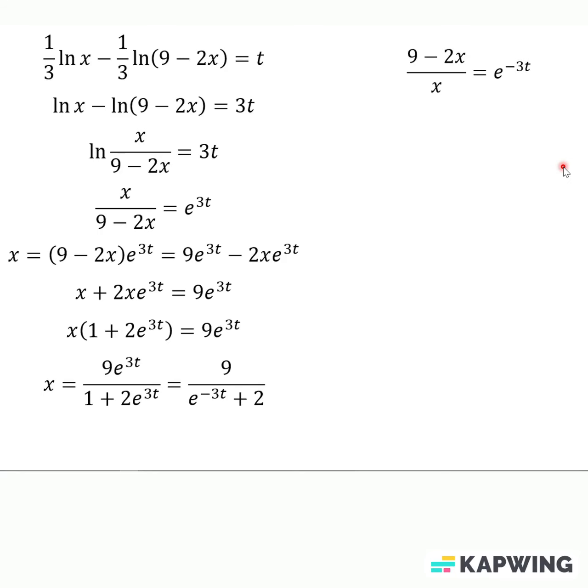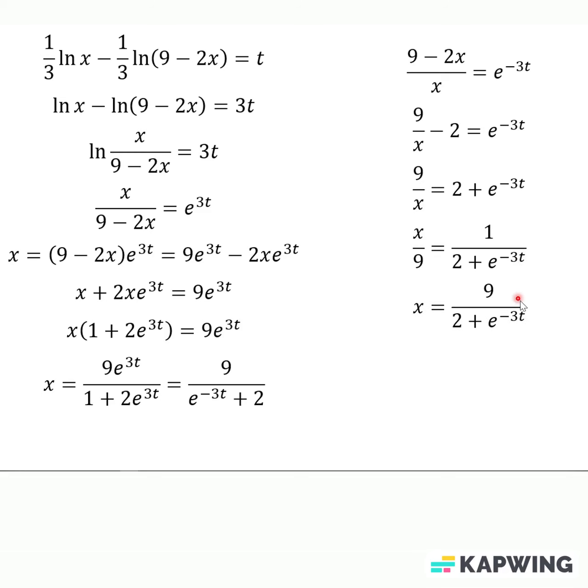A sort of different way in the mark scheme. They've flipped this line here. So flip this and then do e to the minus 3t. And then broke this up into 2 parts, so 9 over x minus 2, took the 2 over, and then flipped and multiplied by 9, which, oh, nice.